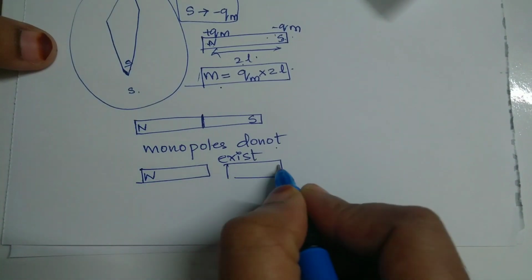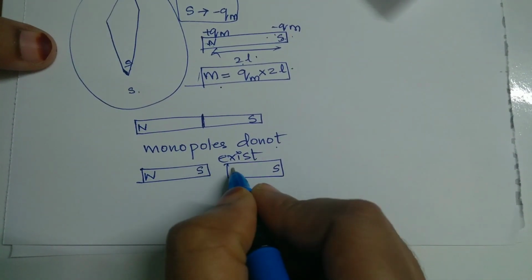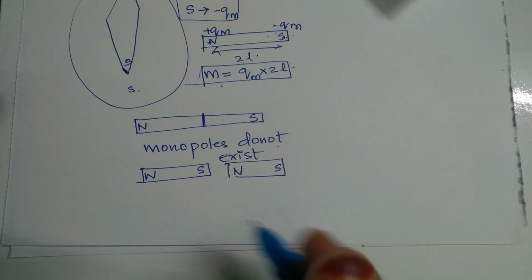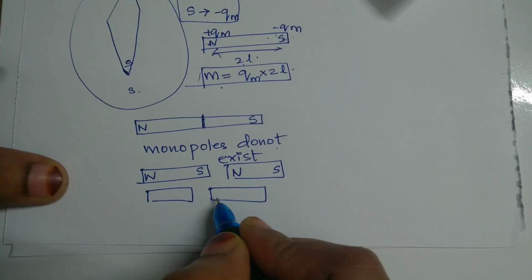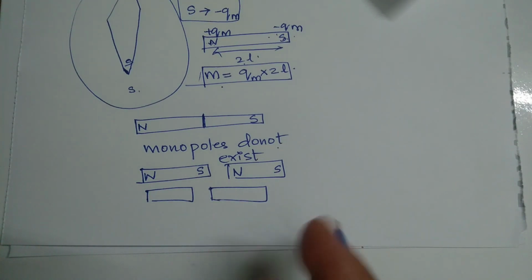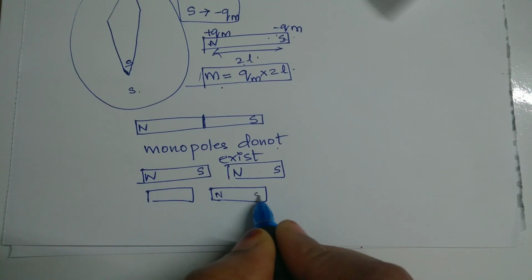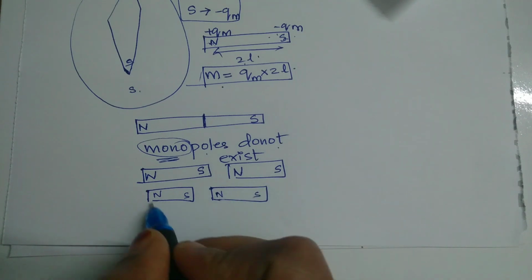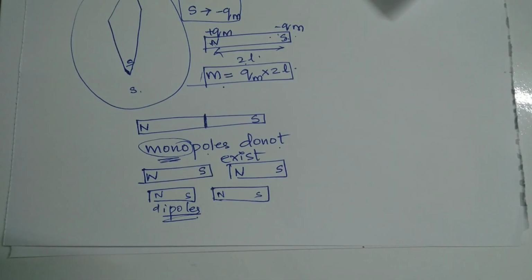This is the north pole, this was the south pole. When you break it, there will be generation of a south pole over here and a north pole at this point. So whenever you break the magnet into a large number of pieces, there will always be two poles to it. No matter how small the piece is, it will still have two poles. So we can say monopole, that is a single pole, does not exist. There will always be a dipole.